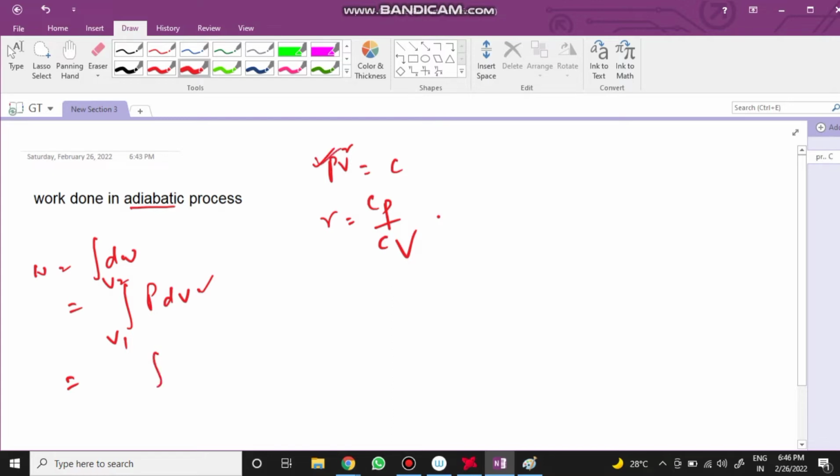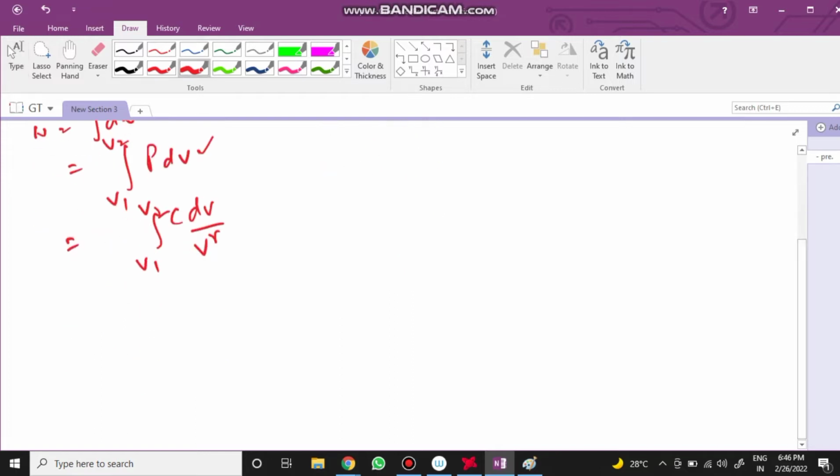So from here we can write dV divided by C divided by V^gamma, from V1 to V2. So we have to integrate this expression now. We know that the integration of this will be V^(1 minus gamma) by (1 minus gamma). You know that the integration of x^n dx is equal to x^(n plus 1) by (n plus 1), so using that formula we are doing that. That constant C we have to multiply, and the lower and upper boundaries are V1 to V2.